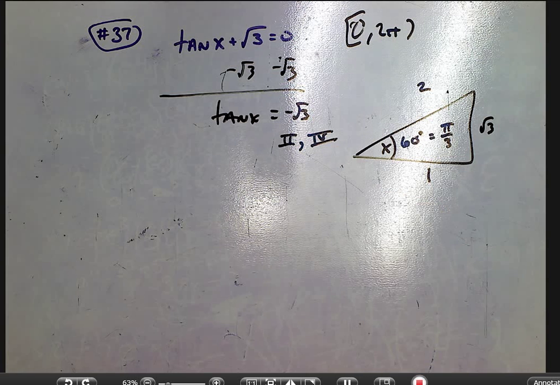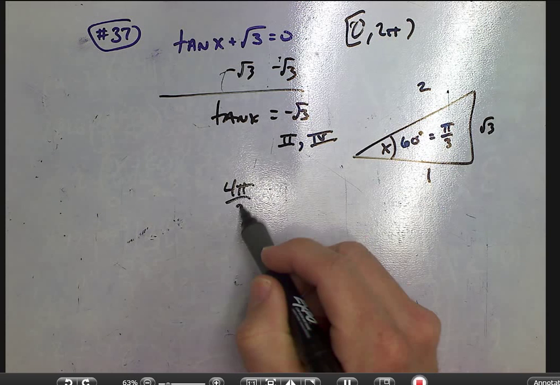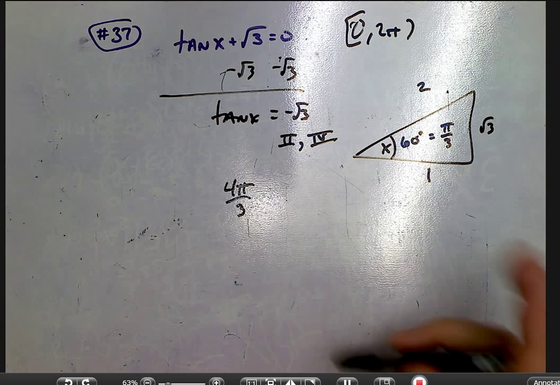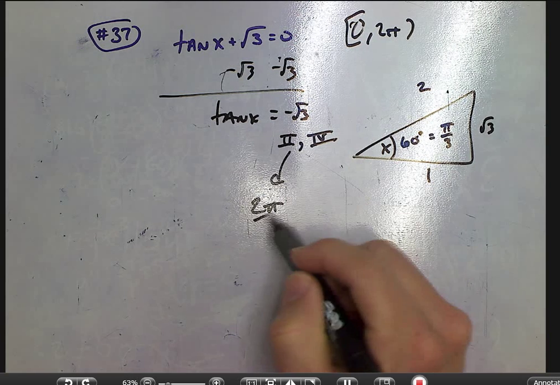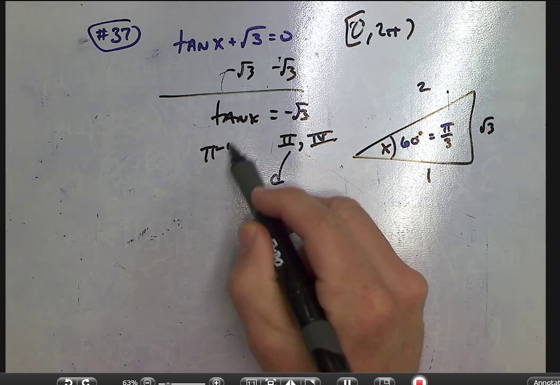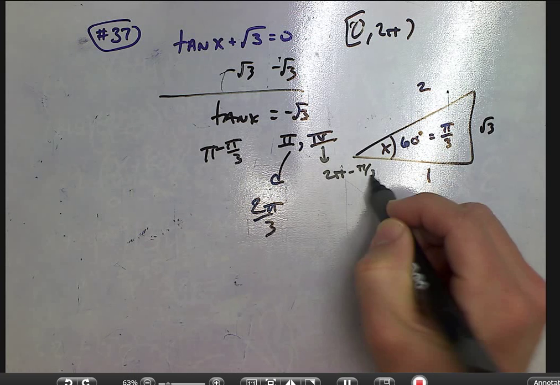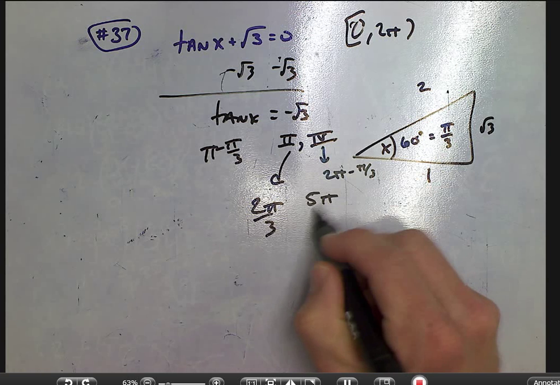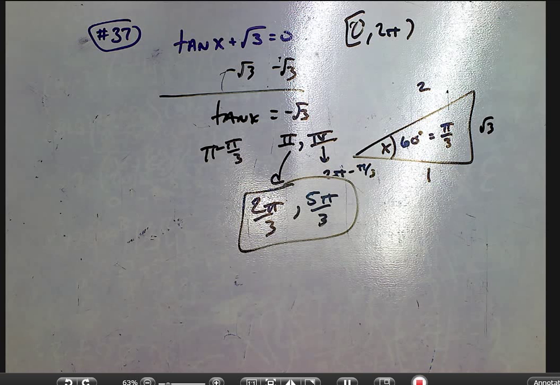So that's going to be 4 pi over 3. No, excuse me, that's not right. The second quadrant is 2 pi over 3. So I take pi minus pi over 3. The fourth quadrant is going to be 2 pi minus pi over 3, and that's 5 pi over 3. So our answers are 2 pi over 3 and 5 pi over 3.